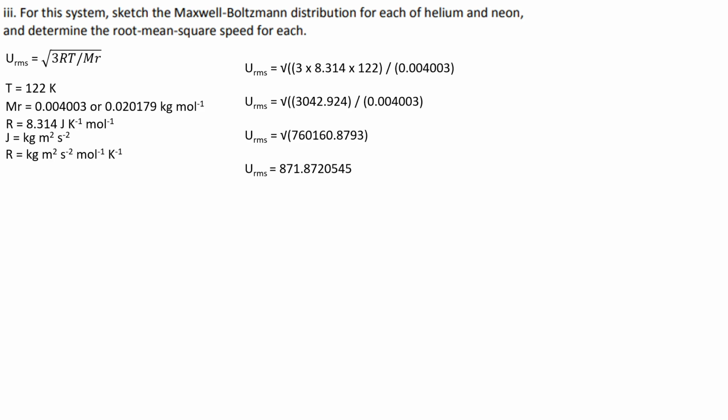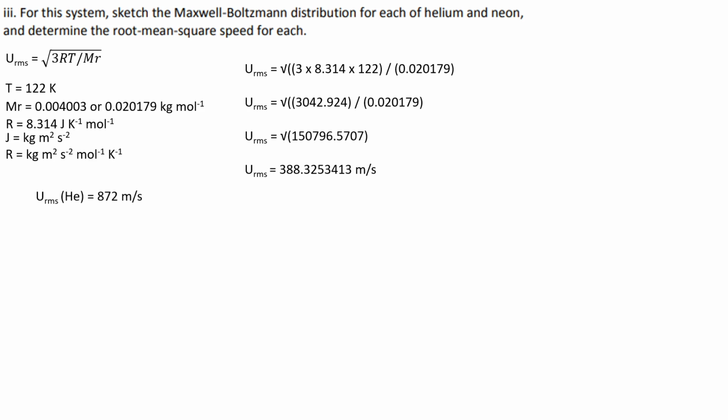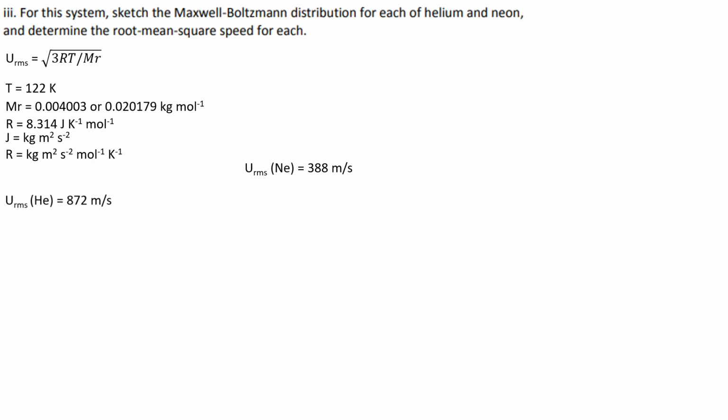And here we have substituting in our values on the left into the equation, gives us a root mean squared speed of 872 meters per second for helium. And then substituting in our numbers to give us a root mean squared of 388 meters per second for neon.